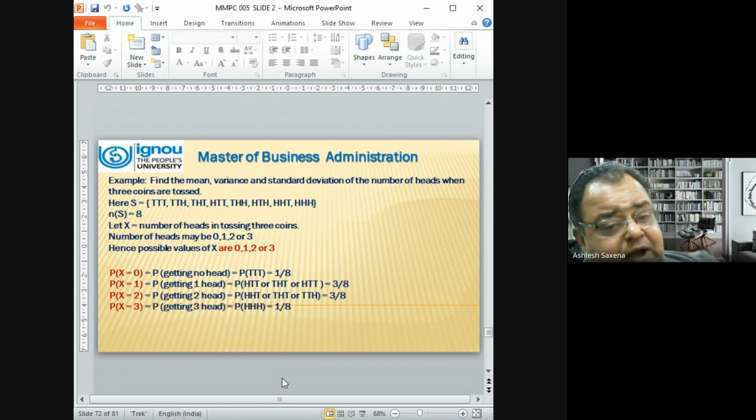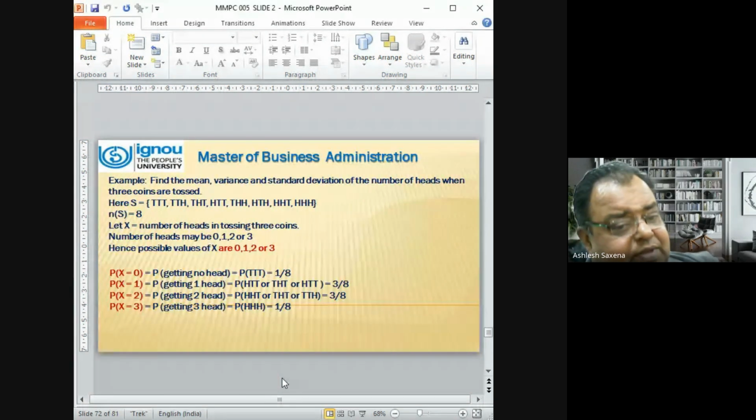If you have no head, there is only one condition of no head, that is tail on all the three coins. That is 1 by 8. Its probability will be 1 by 8.